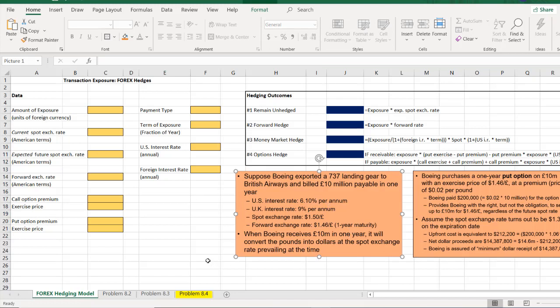Okay, so in these boxes here where I've shaded in pink, we have the textbook example that I also used in the lecture on foreign exchange hedging. So let's go ahead and populate our data with the data from this example. We have Boeing exporting 737 landing gear to British Airways and billing 10 million pounds payable in 1 year. So that's going to be the amount of exposure.